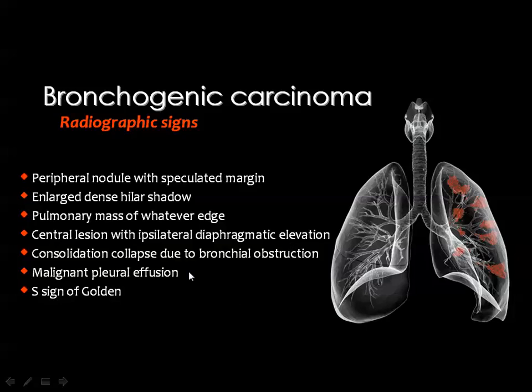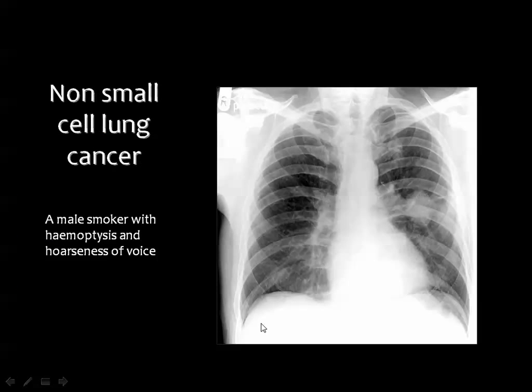Also, the presence of consolidation or collapse of a lobe secondary to bronchial obstruction by a central lesion, the detection of malignant cells in a pleural effusion, and the S sign of Golden.